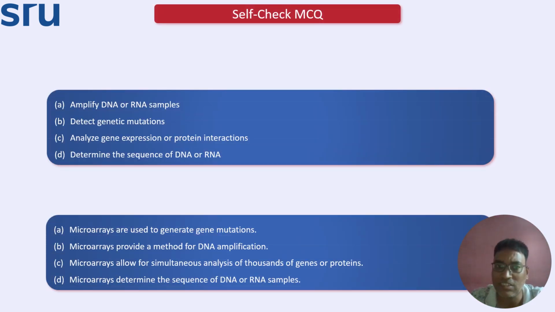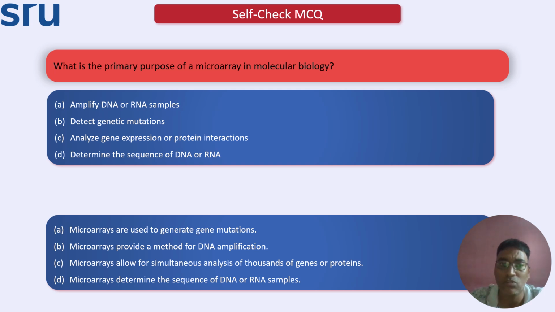Now, at the end of this session, let us answer the small MCQ questions so as to check our understanding so far. What is the primary purpose of microarray in molecular biology? Amplify DNA or RNA samples? No. Detect gene mutations? No. Analyze gene expression or protein interactions? The gene expression data is the right answer. Determine the sequence of DNA or RNA? So the C becomes the right answer.